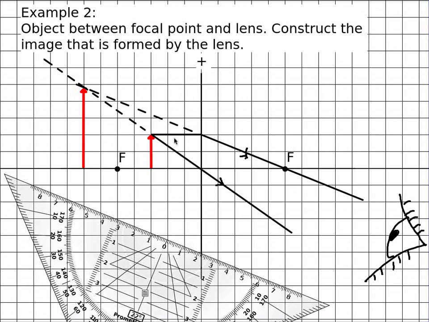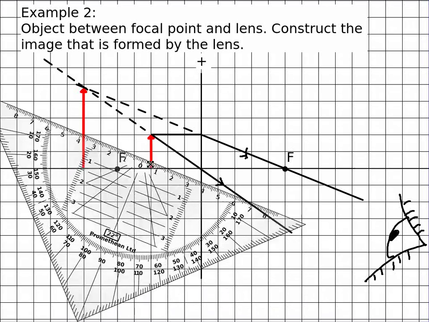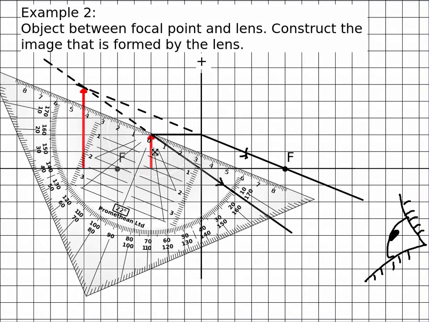This is a virtual image because it is not formed on a piece of paper or a screen. It is virtual, and a virtual image which is formed by your eye. And you can see that it is larger than the object. This is what happens with a magnifying glass.